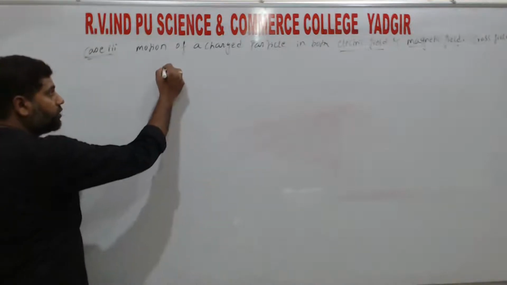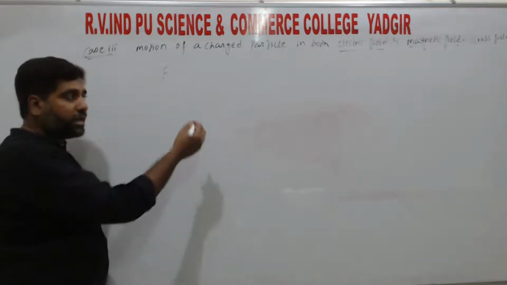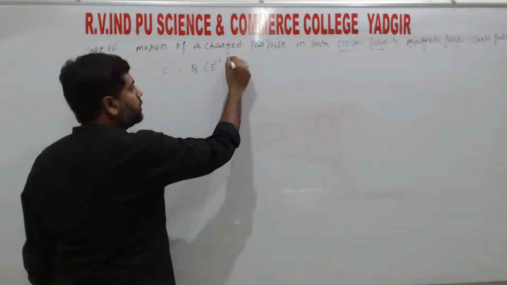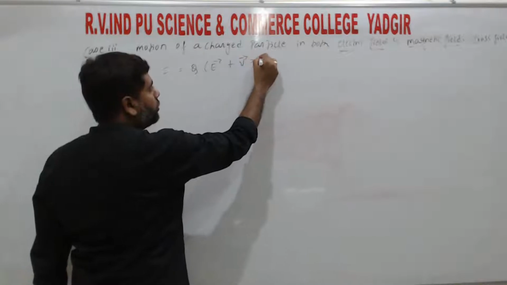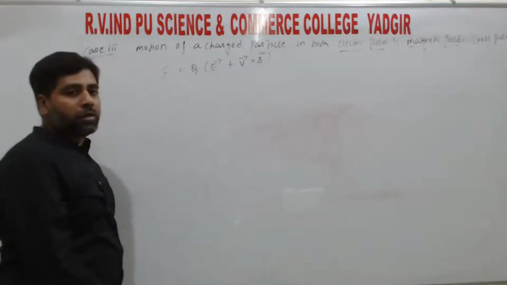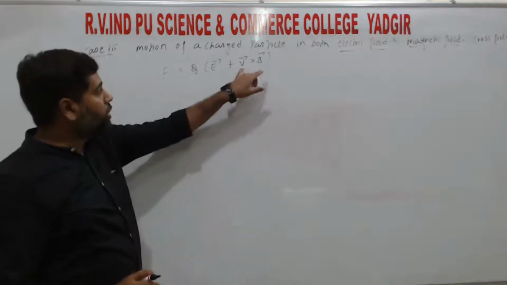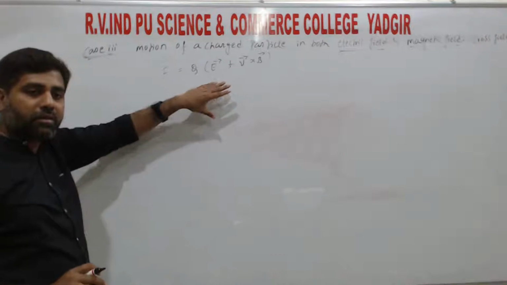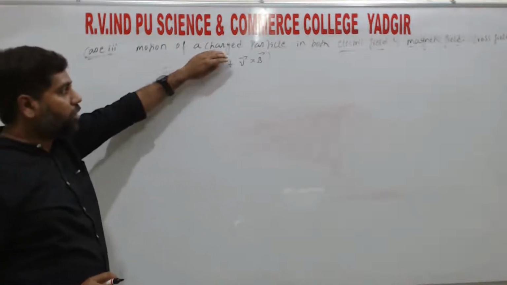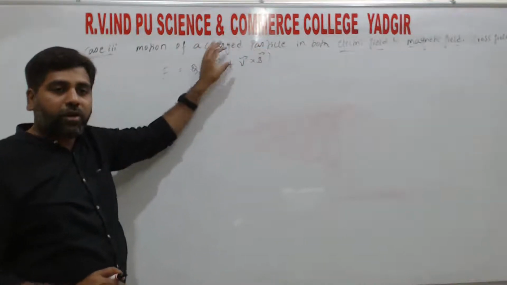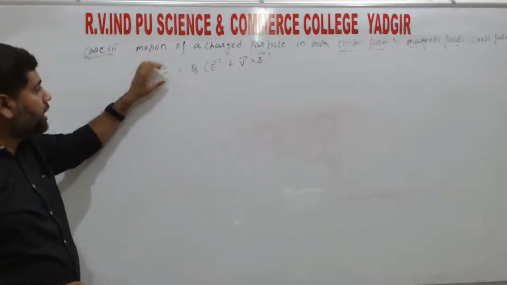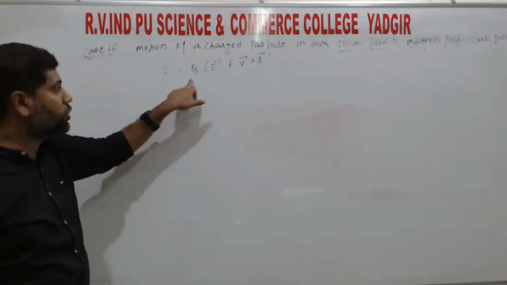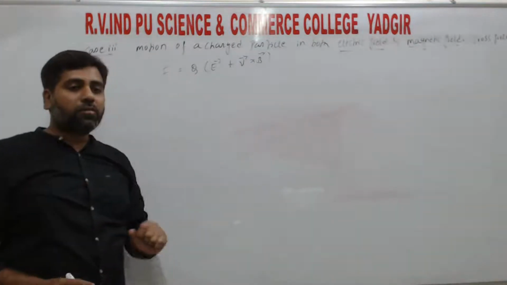From the first class we get the relation, the Lorentz force F is equal to Q into E plus v cross B, right? In the previous two cases we considered only v cross B into Q, that is only due to the magnetic field. Here in this case we have both the electric field along with the magnetic field. So if a charged particle moves in these two fields, it experiences a force, given by the Lorentz force F equal to Q into E plus v cross B, right?